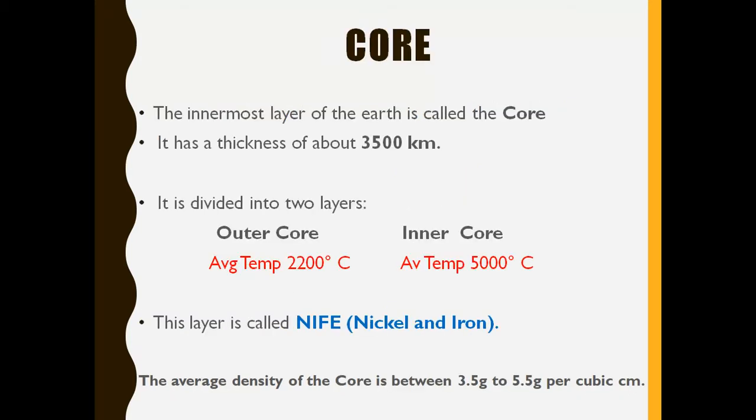The next, the innermost layer of the earth is known as core, and its thickness extends up to 3,500 kilometers. Core again has two layers, the outer core and the inner core. The outer core, the average temperature is about 2200 degrees centigrade. The inner core, average temperature is about 5000 degrees centigrade. This layer has important minerals, nickel and iron, and that is why it is named as NIFE. The average density of the core is about 3.5 gram to 5.5 gram per cubic centimeter.